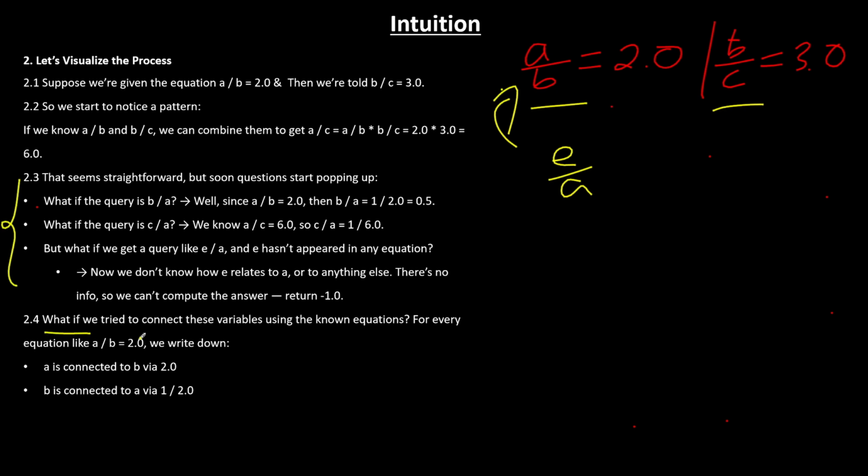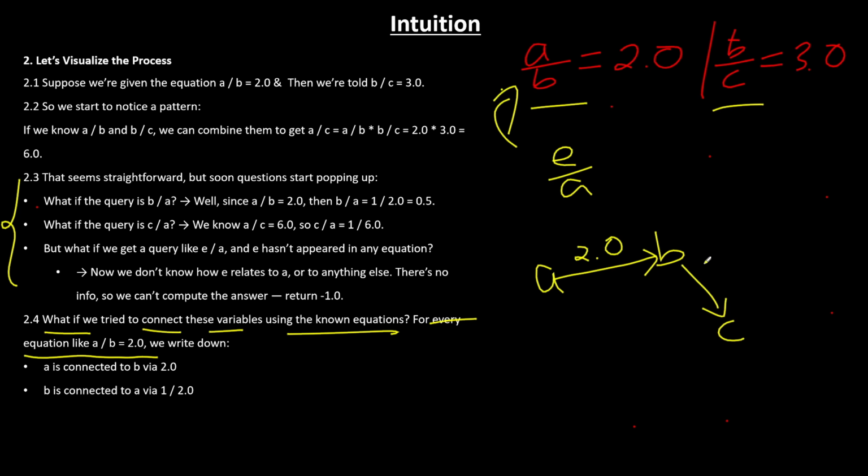Now, what we tried was connecting these variables using the known equations. For every equation, like a by b equals 2.0, suppose we try to connect a by b like this, okay, with a value of 2.0. Now b by c with the value of 3.0. Makes sense? If we have to look for c by a, wait, let's do a by c first.